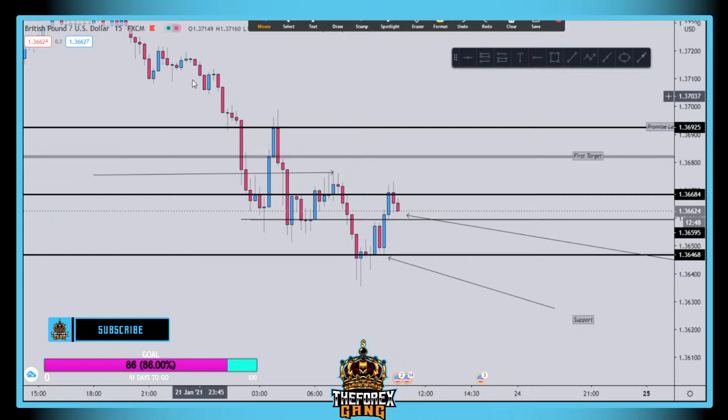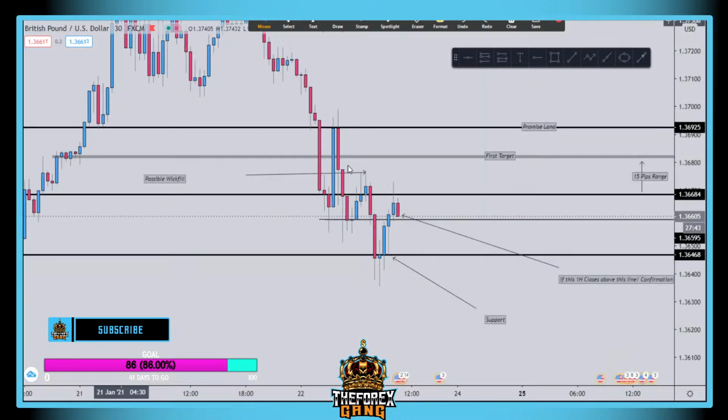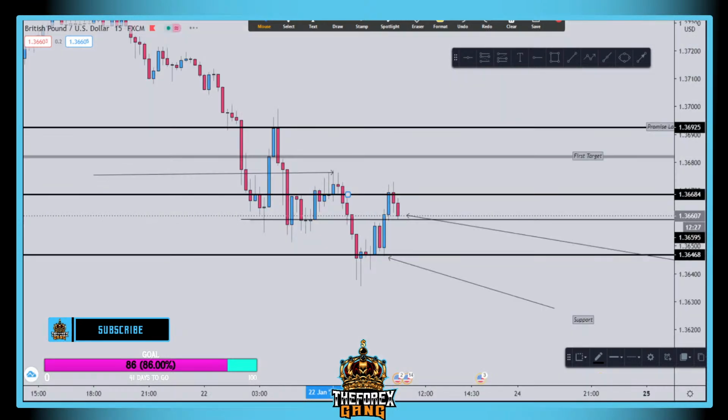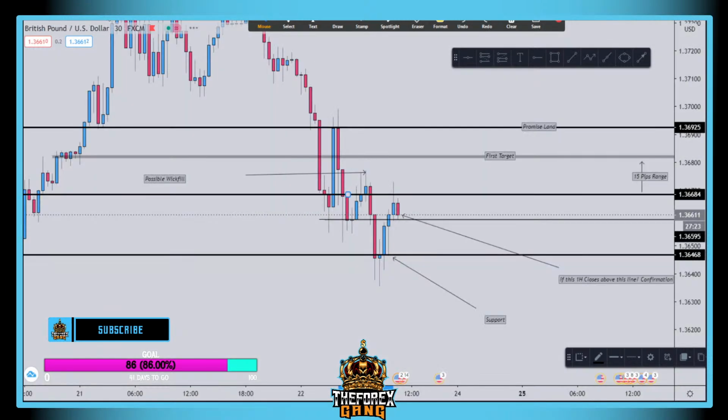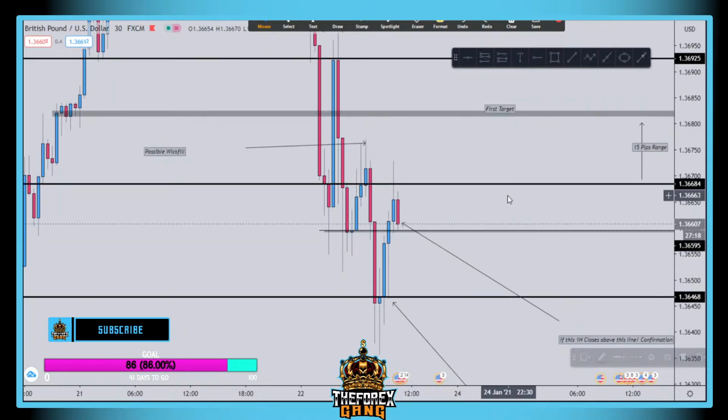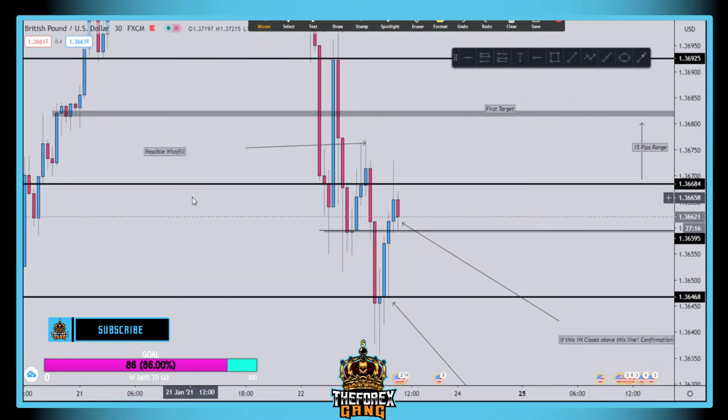Okay, so now this 30 minutes might come down, break the 30 minutes. Anyone's going to get in sells? Wait a minute, or wait for 15 to close below that. I don't think it might. Out of the range. Let's see.